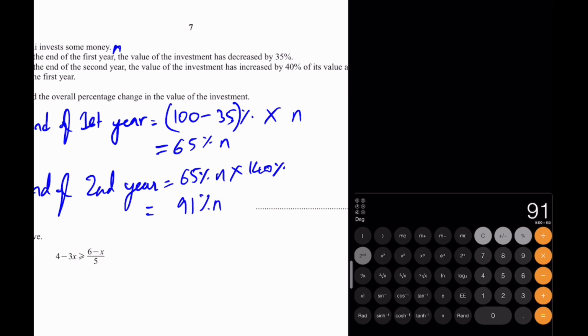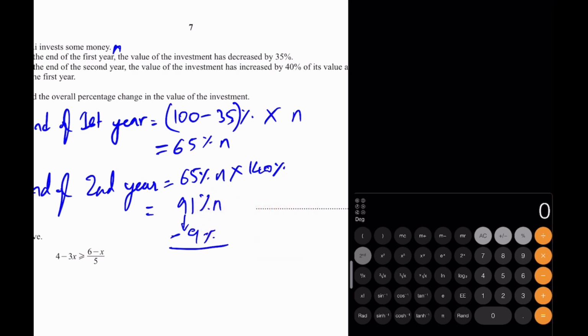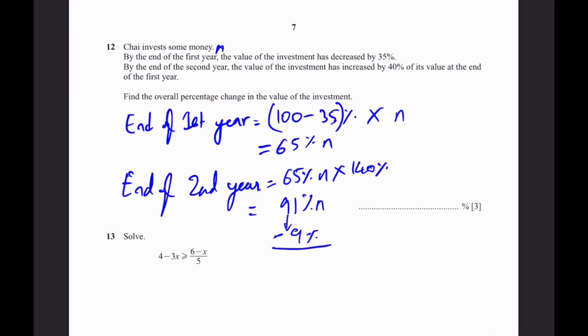And the percentage change will be minus 9%. Because it is 91%, which is 9 less than 100%, right? Which is the full thing. So that's why minus 9% is the answer.